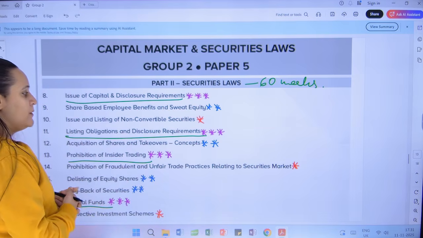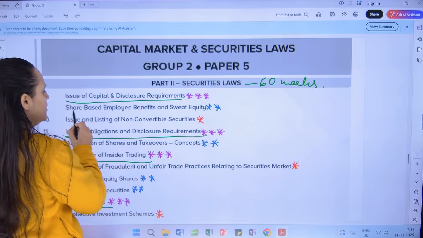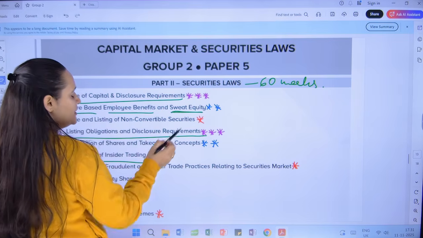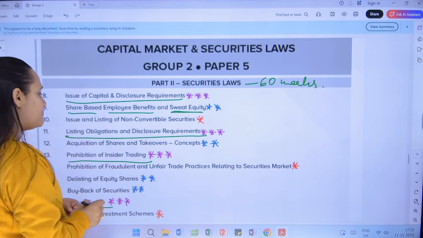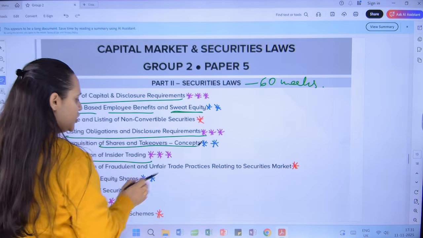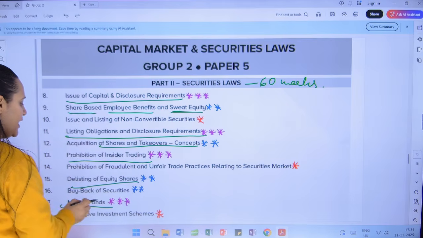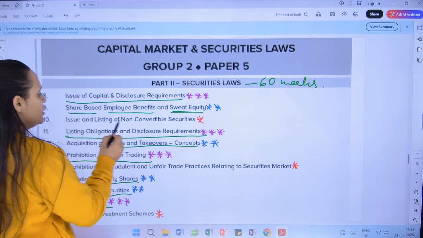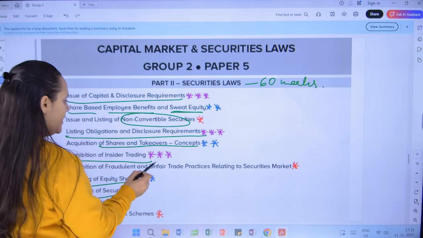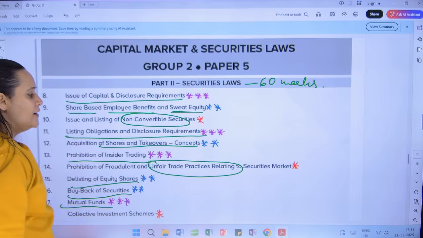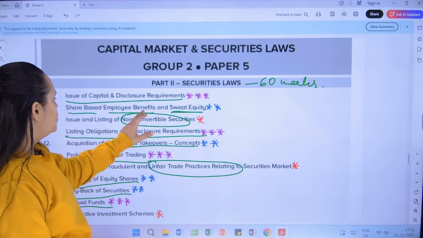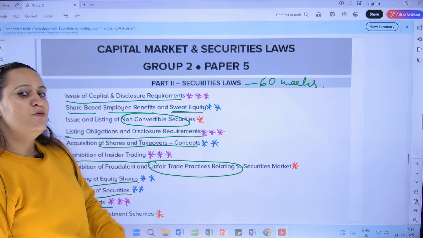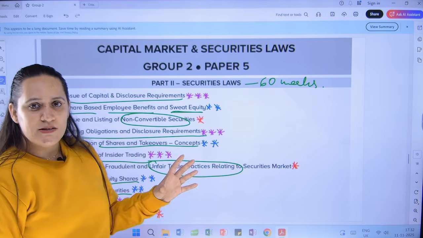Next category of chapters that you should focus on are the share-based employee benefits and sweat equity shares. Then your SAST regulations, your delisting regulations and buyback of securities. Lastly, you are going to focus on listing of non-convertible securities and unfair trade practices relating to securities market. These two chapters have been added now in the new syllabus. It was not there in the old syllabus.